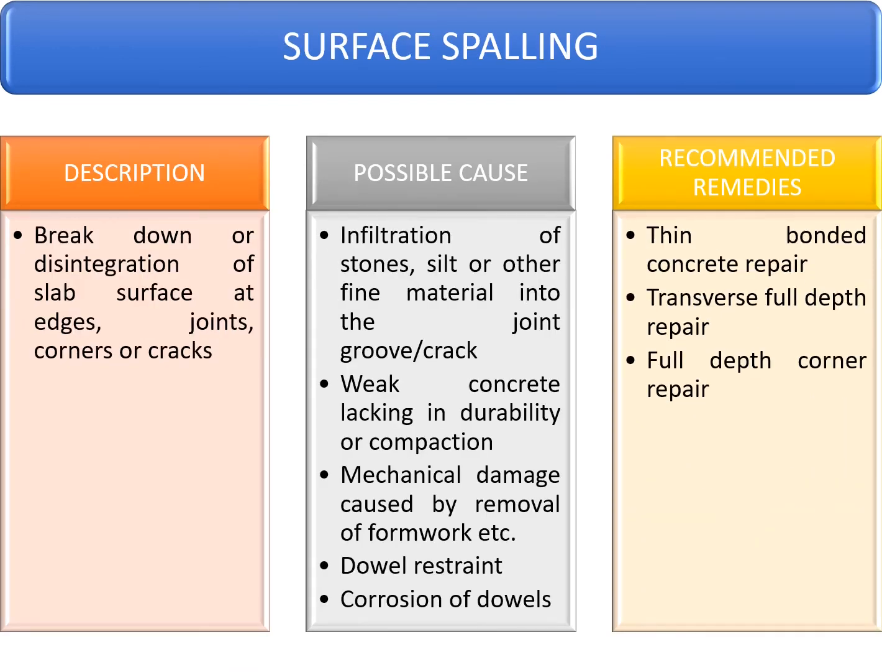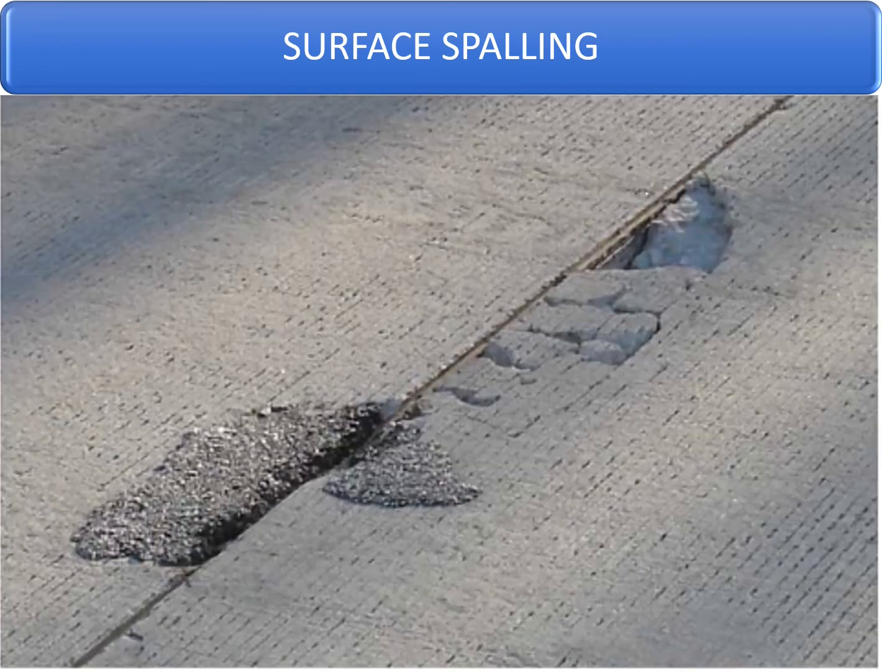Coming to surface spalling, it is a breakdown or disintegration of slab surfaces at edges, joints, corners or cracks. The possible causes are infiltration of stones, silt or other fine material into the joints, grooves and cracks, weak concrete lacking in durability or compaction, mechanical damage caused by the removal of the formwork or dowel restraint, and corrosion of the dowels. The recommended remedies are to apply a thin bonded concrete repair material, or a transverse full depth repair or full depth corner repairs.